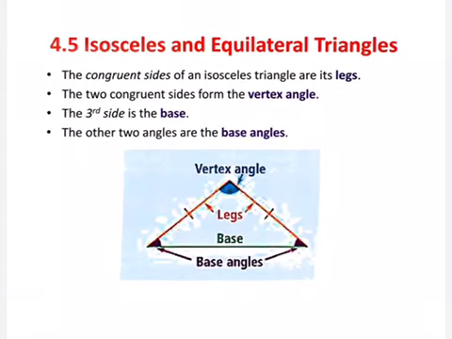Section 4.5, Isosceles and Equilateral Triangles. The congruent sides of an isosceles triangle are its legs. The two congruent sides form the vertex angle. The third side of the triangle is referred to as the base. The other two angles of the triangle are the base angles.